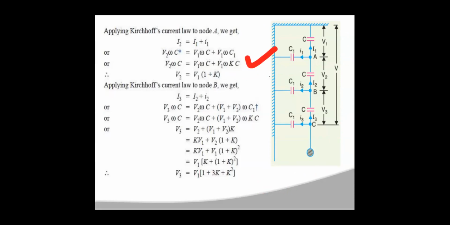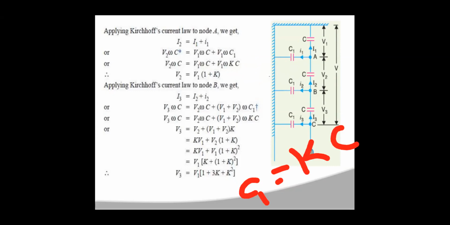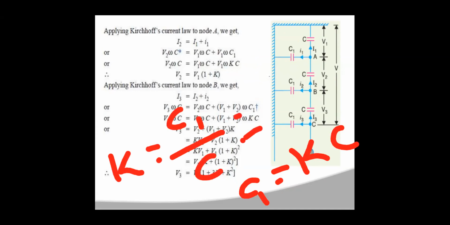Now if you observe this equation, all the terms have omega C, so omega C cancels. The final equation we get is V2 is equal to V1 into 1 plus k. Let this be equation number 1. So what is k? C1 is equal to k times C, as we assumed. So k is equal to C1 by C. That means C1 is the shunt capacitance and C is the self capacitance. So k is the ratio of shunt capacitance to self capacitance.